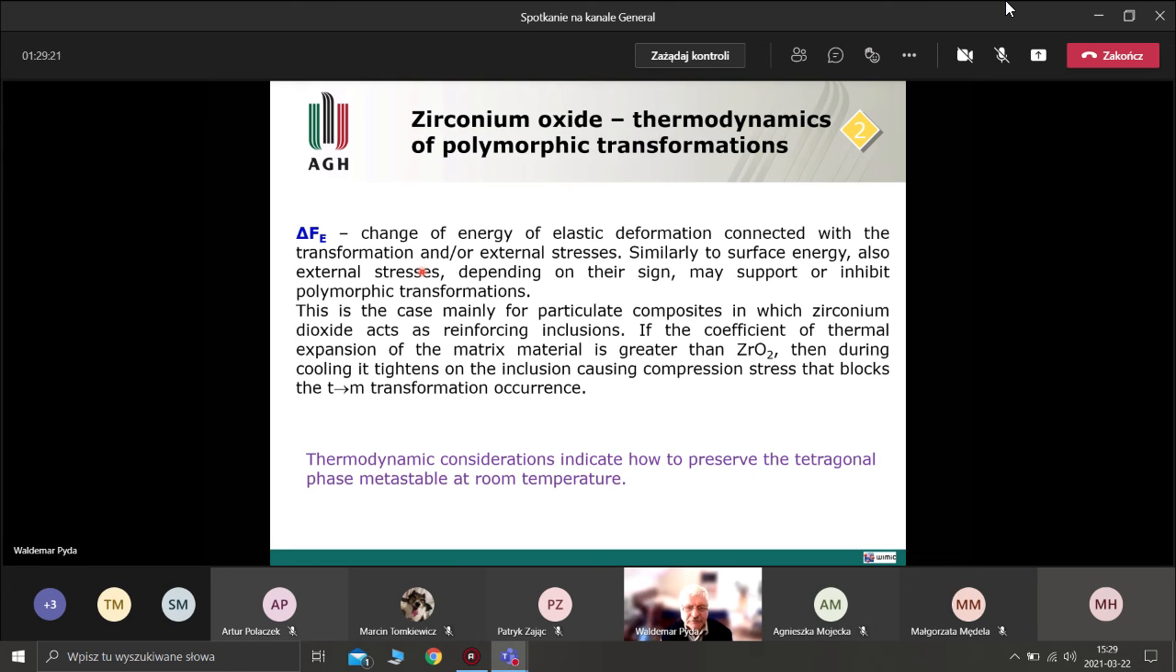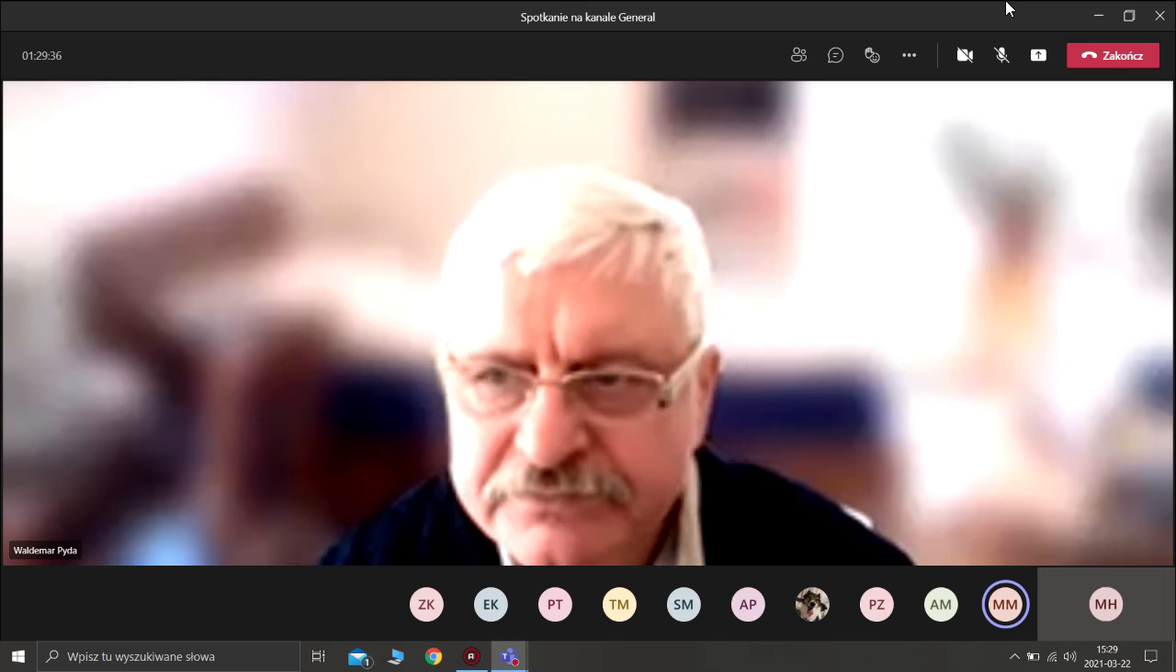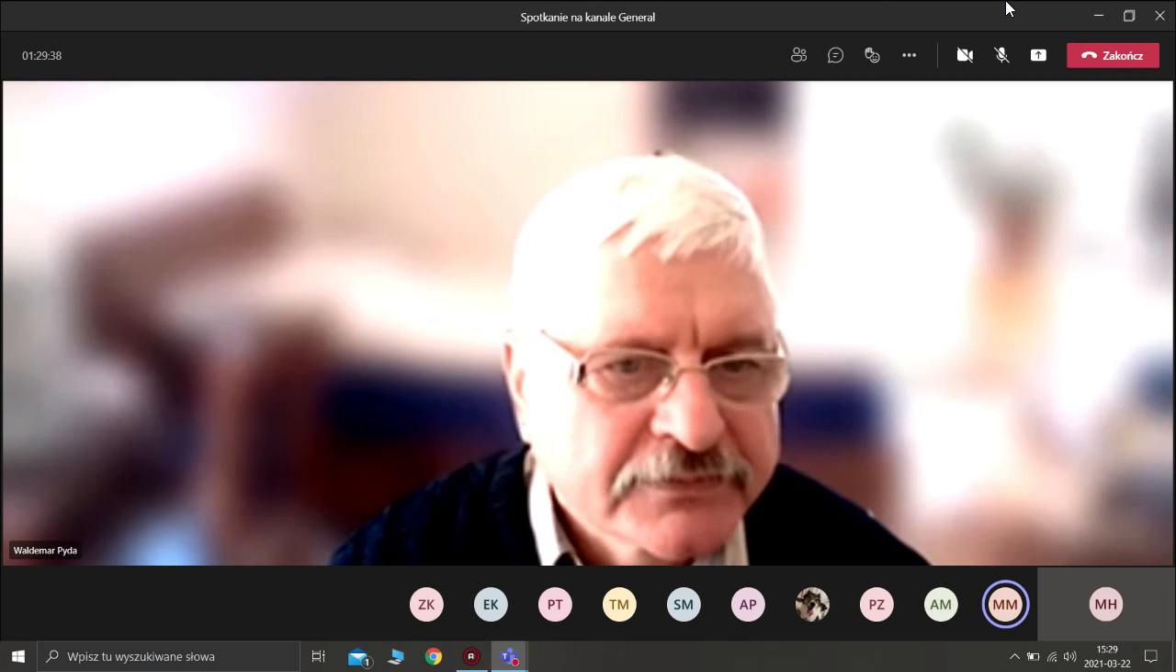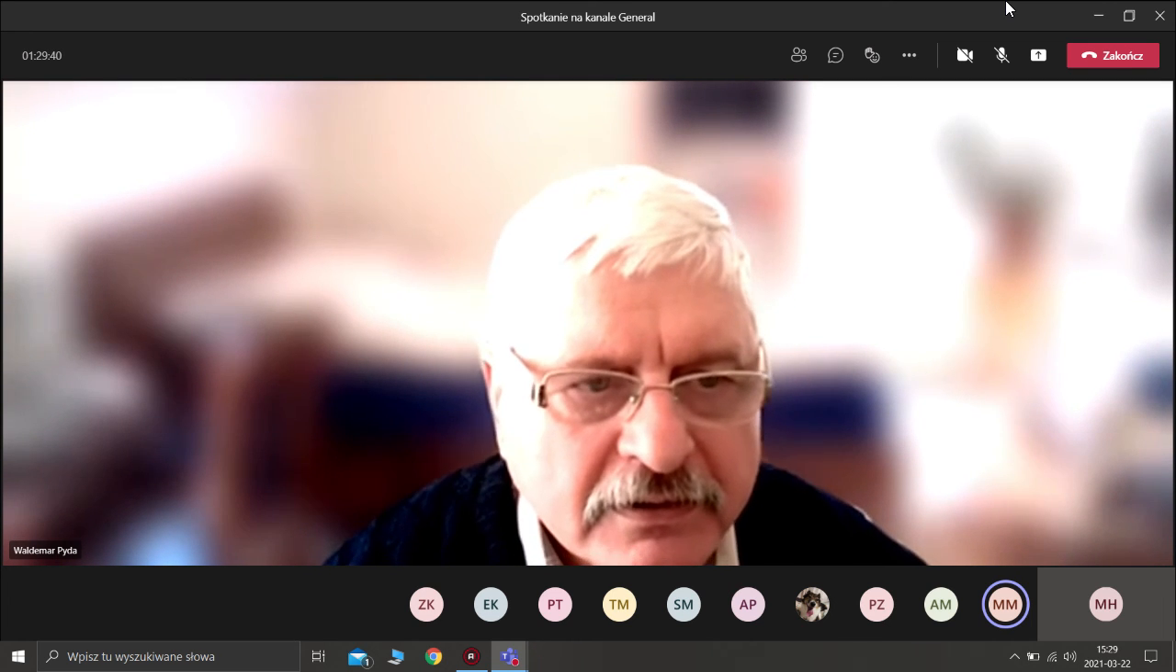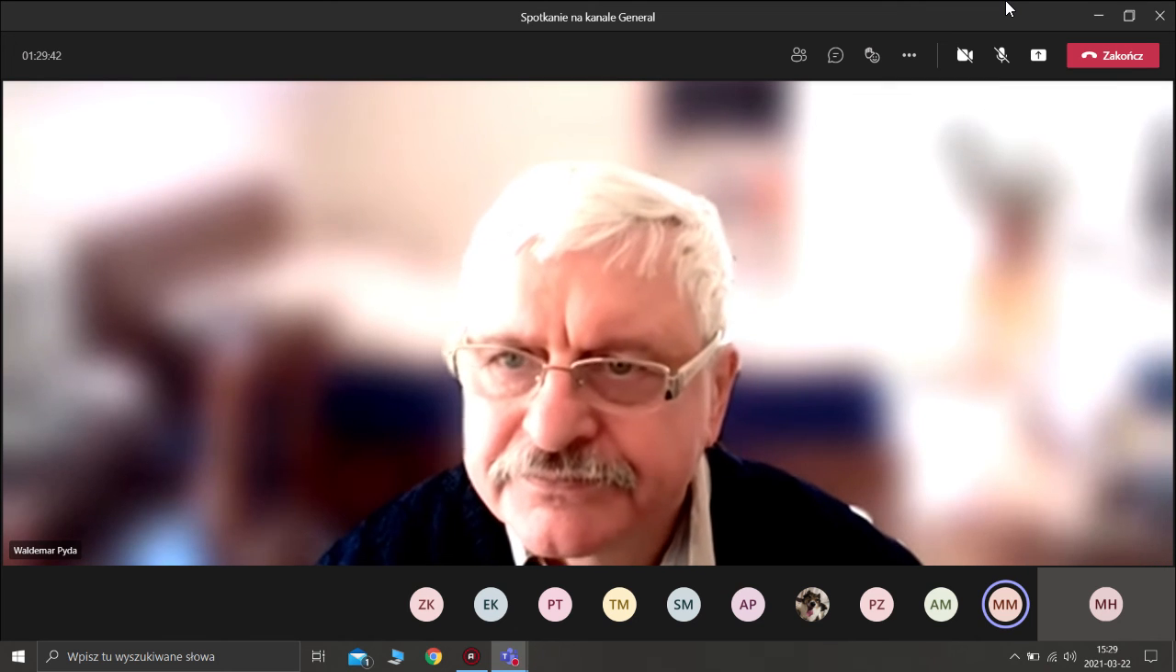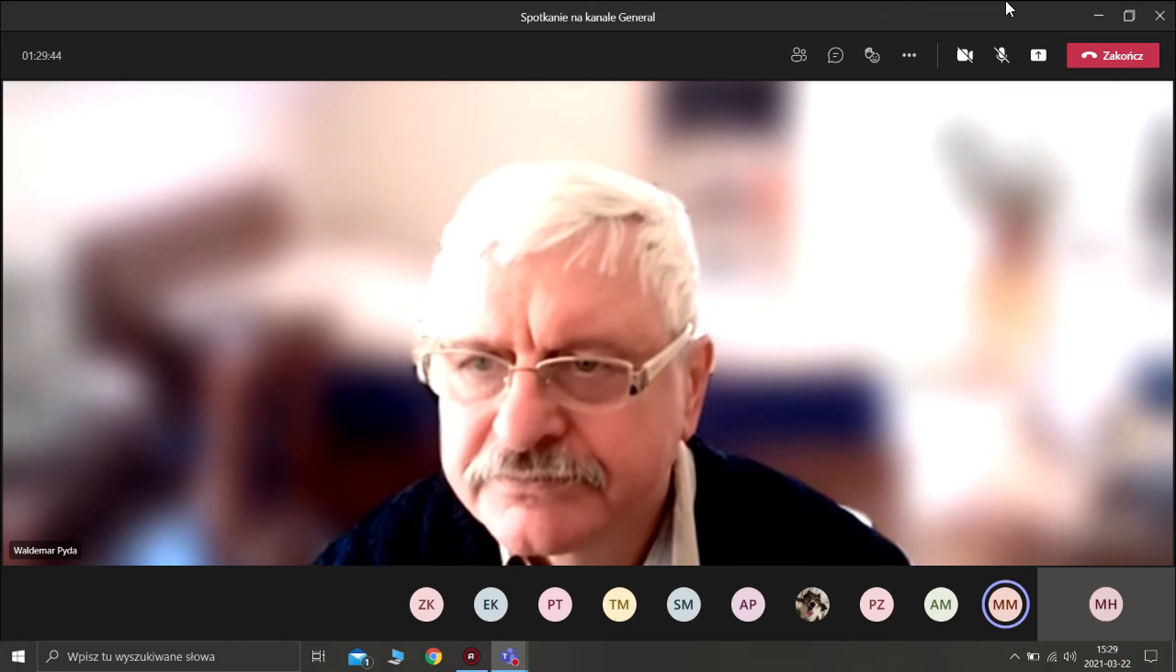But what about the source which is called external stresses? External stresses. How to understand this? Maybe it can be, but I don't know if I'm right, some pressure to the grains? Sorry? Pressure to the grains, or external, but I don't know.